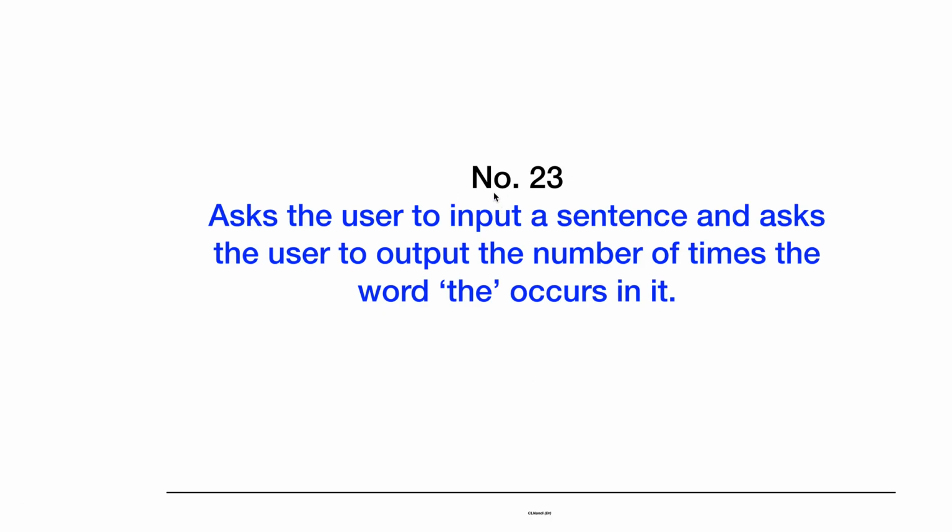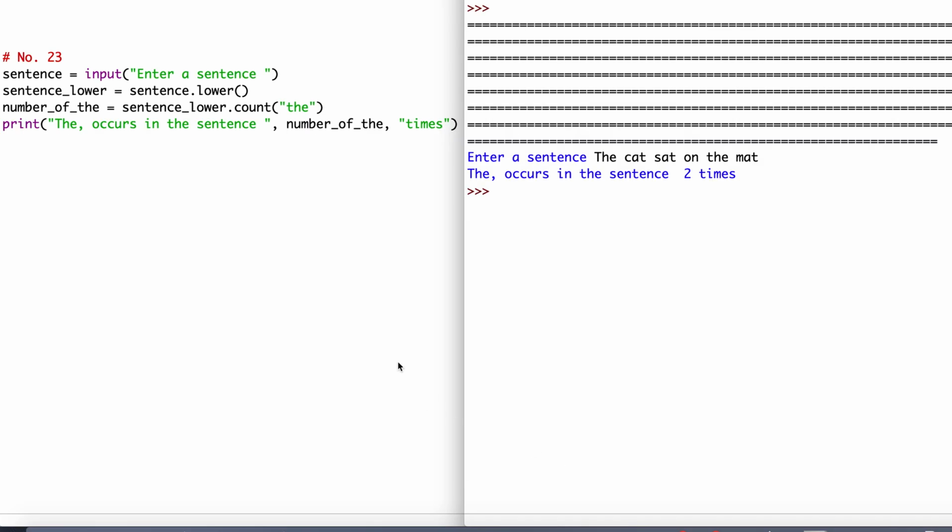For number 23, write a program which asks the user to input a sentence and asks the user to output the number of times the word the occurs in the sentence. Okay, this is the code or program for number 23. Here is the output. Let us study the output.